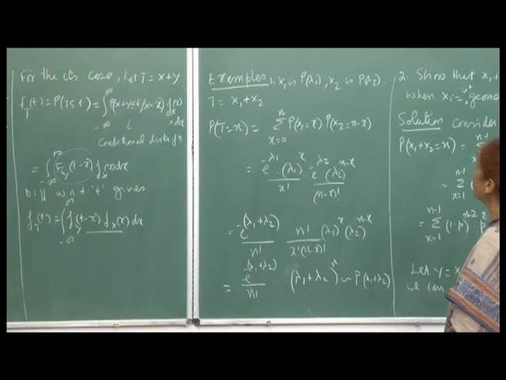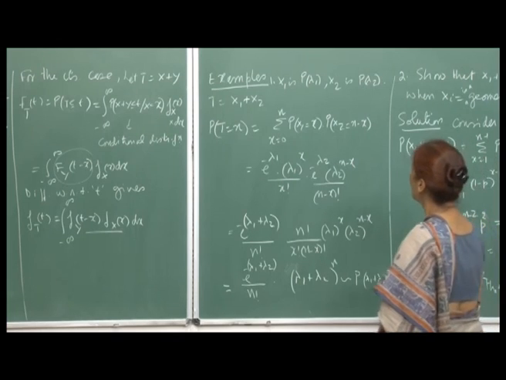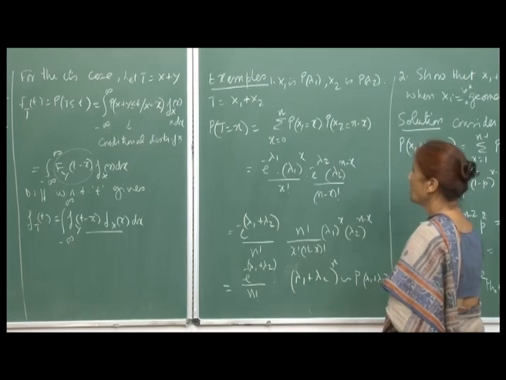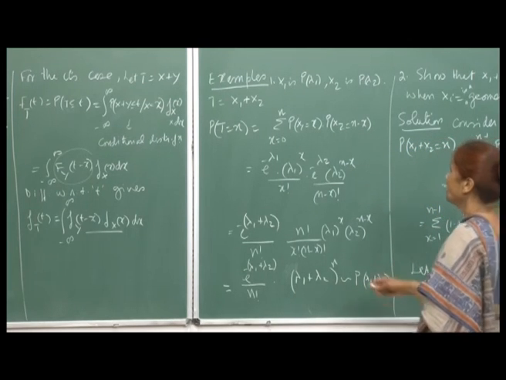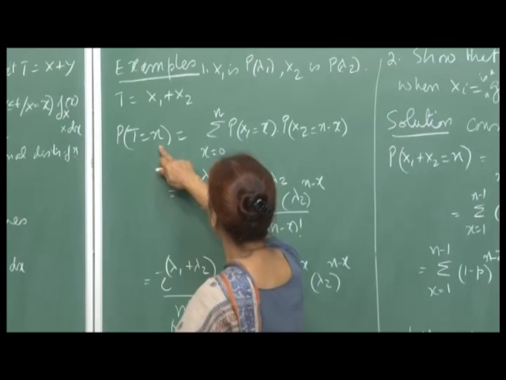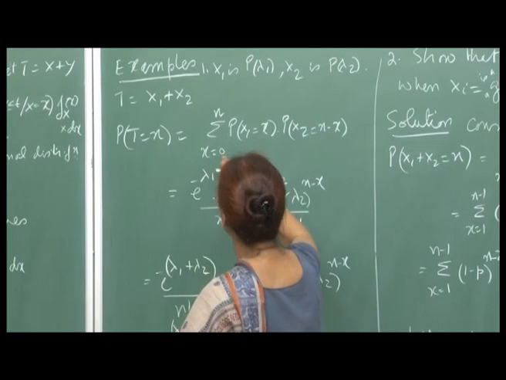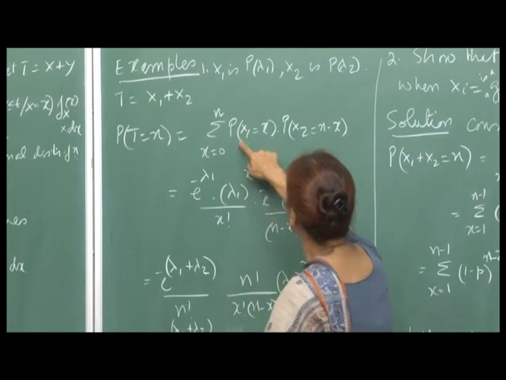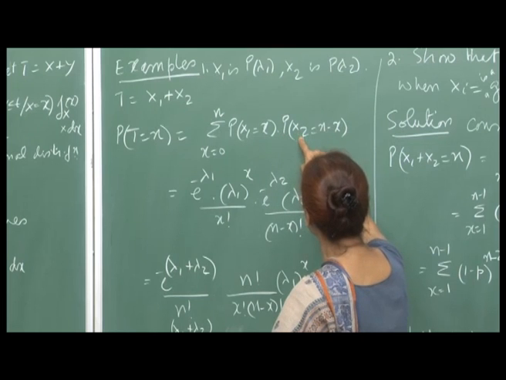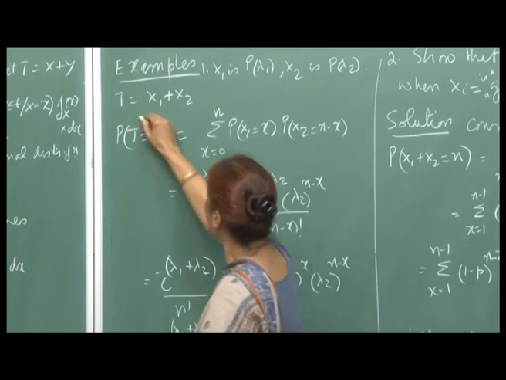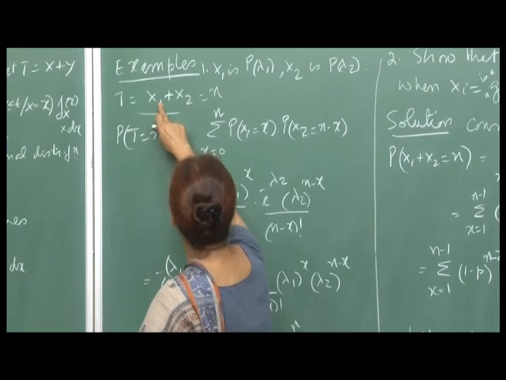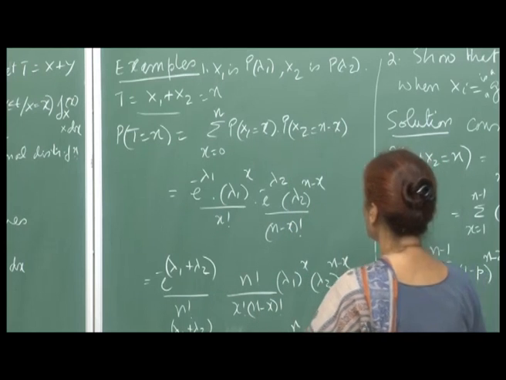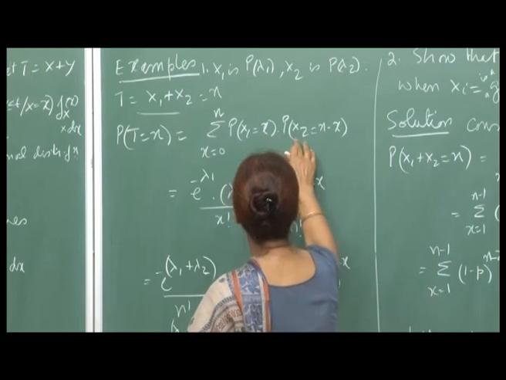Now, suppose X1 is Poisson lambda 1 and X2 is Poisson lambda 2. Then T is the sum of the two Poisson random variables, and now you want to find the probability T equal to n. If I choose X1 equal to x, then x varies from 0 to n, and this will be probability X1 equal to x times probability X2 equal to n minus x. If I fix X1 at x, then X2 will be n minus x. So you just sum, and since they are independent, I have written it as the product of the probabilities.